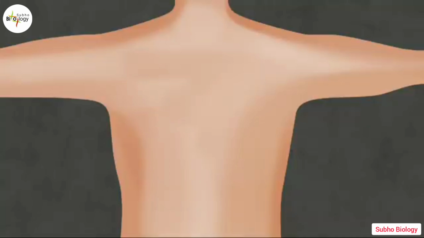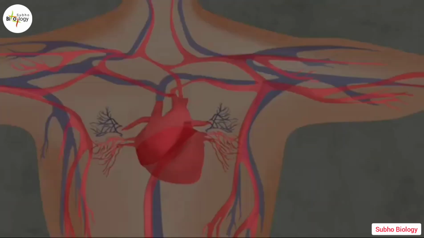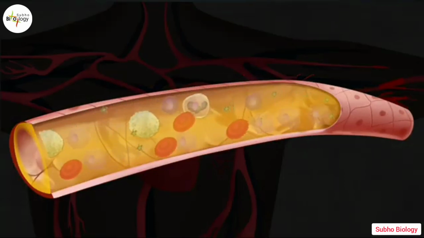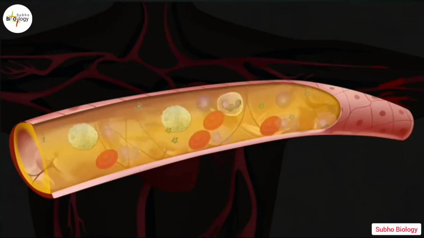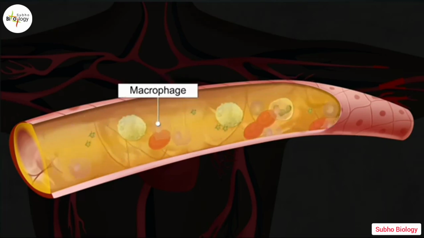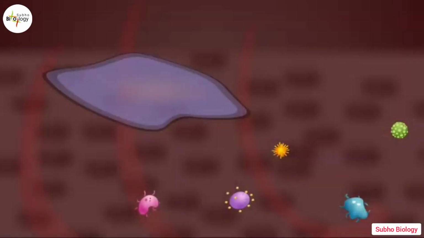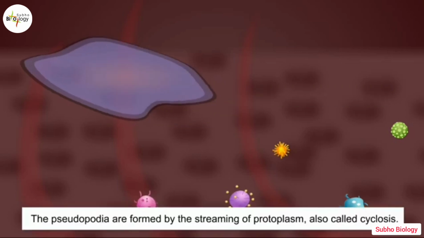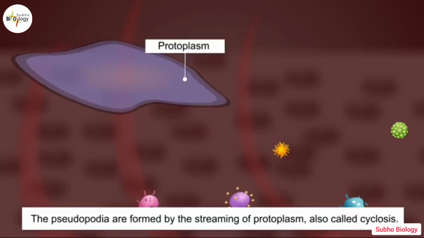It is interesting to know that there are certain cells in the human body that undergo movement to carry out their functions. For example, specialized cells of the blood, such as the macrophages and leukocytes, move about in tissues to protect the body against foreign substances. The movement of these cells begins by the protrusion of pseudopodia, false feet, from the cell body. The pseudopodia are formed by the streaming of protoplasm, also called cyclosis.